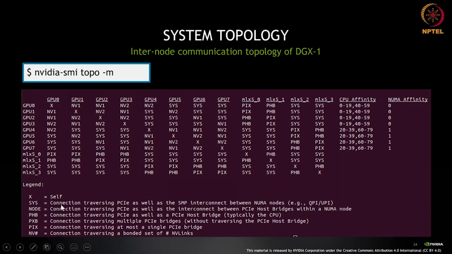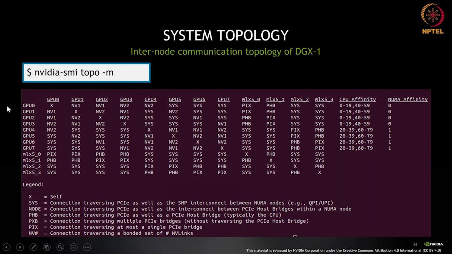What does SYS mean? It is traversing PCI as well as the SMP interconnect, which means it's going to basically do host staging. So it's going to take the lower bandwidth, higher latency path, and the CPU comes into the picture, resulting in really low performance between GPU 0 and GPUs 5, 6, and 7. That's how the overall topology can be found out very efficiently.